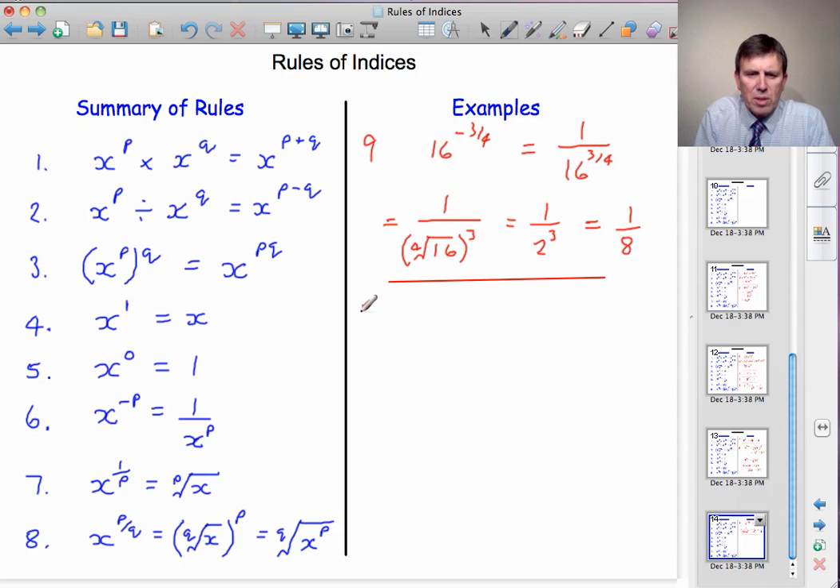And the last example, example 10. 10 p to the power 4 q squared r to the power 5 divided by 2p q to the power 8 r cubed.